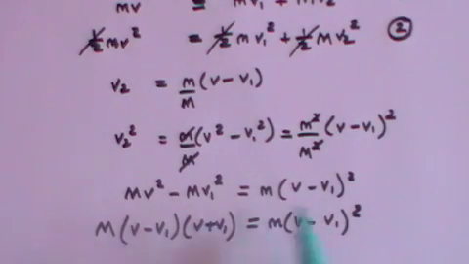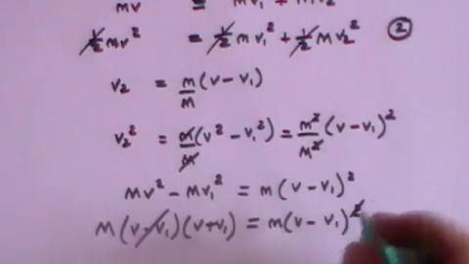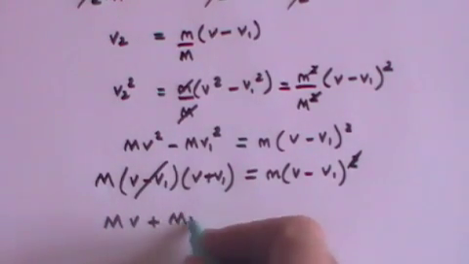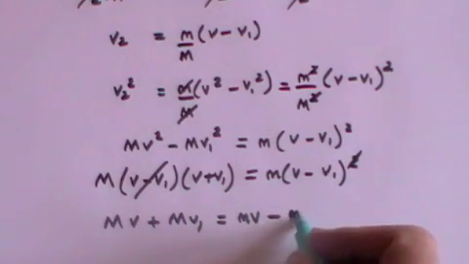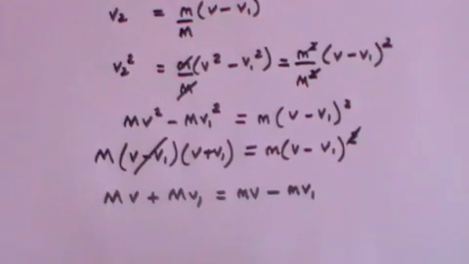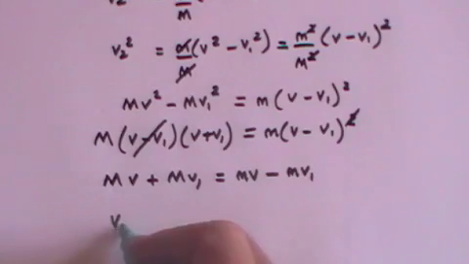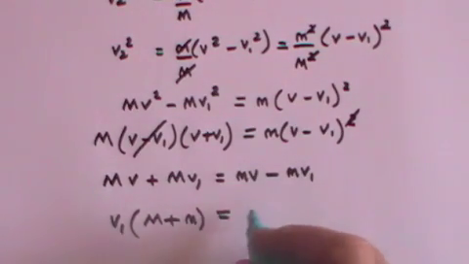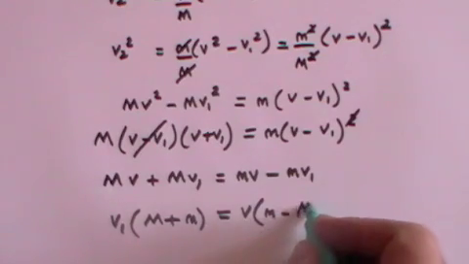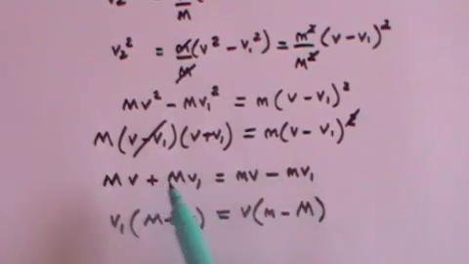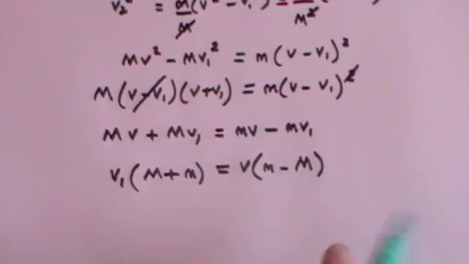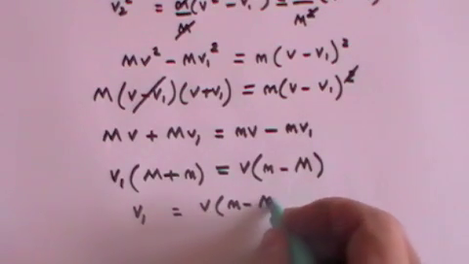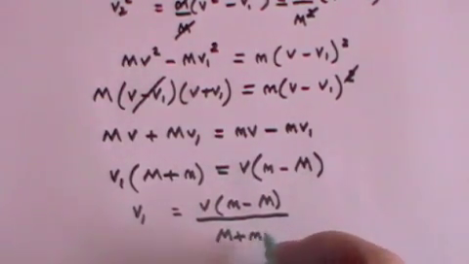And now you can see that one of the v minus v1s cancels. So that cancels and one of the squared terms cancels. Now I can multiply through and I have mv plus mv1 is Mv minus Mv1. Now I want to rearrange in terms of v1. So I've got v1 into m plus capital M, bring this over this side, equals v into capital M minus m, bringing this onto this side. So I've just rearranged this formula in terms of v1 and v. And now I write v1, divide both sides by m plus capital M. I get v1 equals v into (M minus m) over (M plus m).